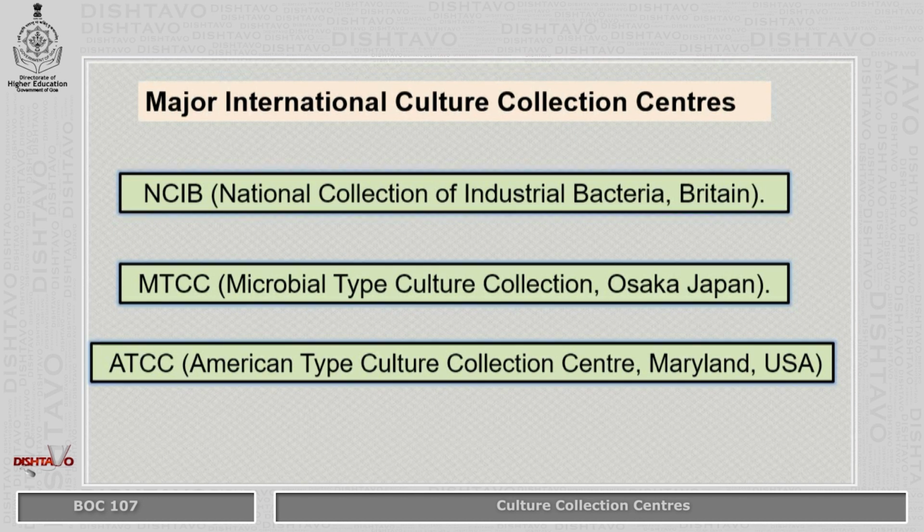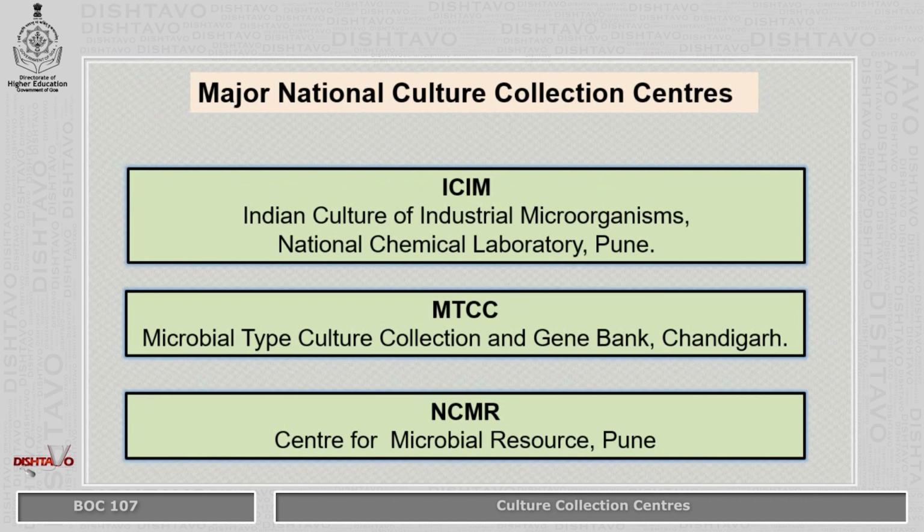First, we have NCIB, National Collection of Industrial Bacteria in Britain. Then we have MTCC, Microbial Type Culture Collection in Osaka, Japan. Then we have ATCC, American Type Culture Collection Center, Maryland, USA. Then these are some of the important Indian culture collection centers. The first one is located at Pune, Indian Culture of Industrial Microorganism, National Chemical Laboratory. Second, we have MTCC, Microbial Type Culture Collection and Gene Bank, which is located at Chandigarh. Then we have NCMR, National Centre for Microbial Resource, again located at Pune.